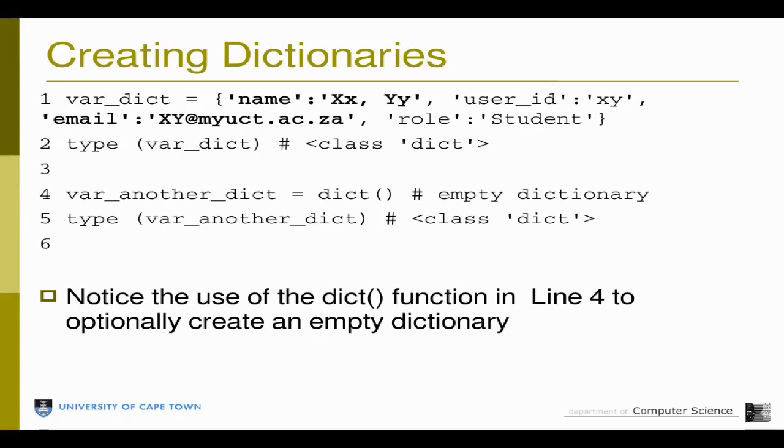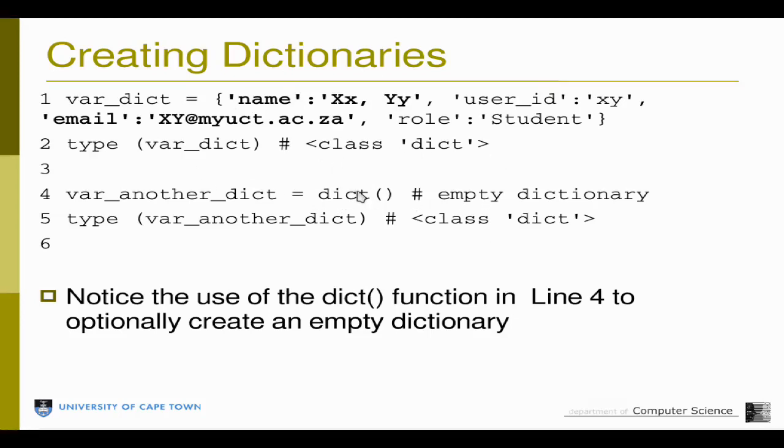Funny enough, our dictionary is actually composed of keys of type string and values of type string as well, right? Because we know that strings are immutable, so we can have them as keys as well. So here's another way in which we can, just like with lists, do this.